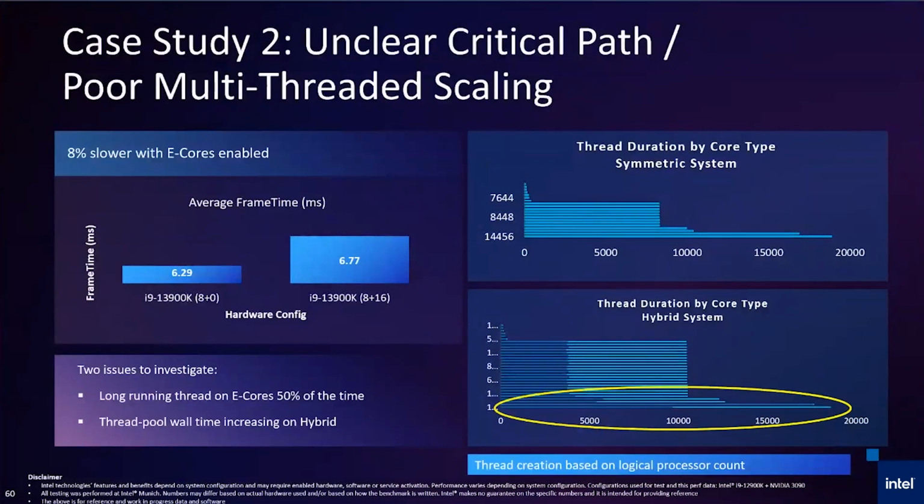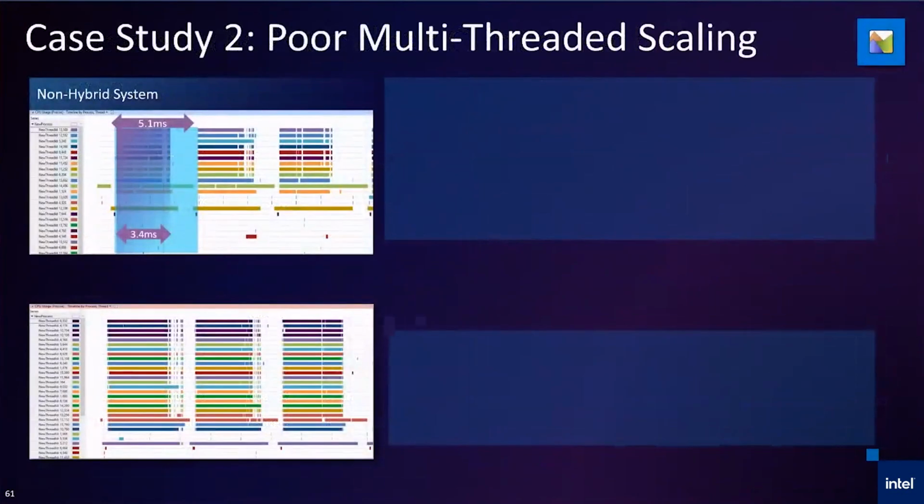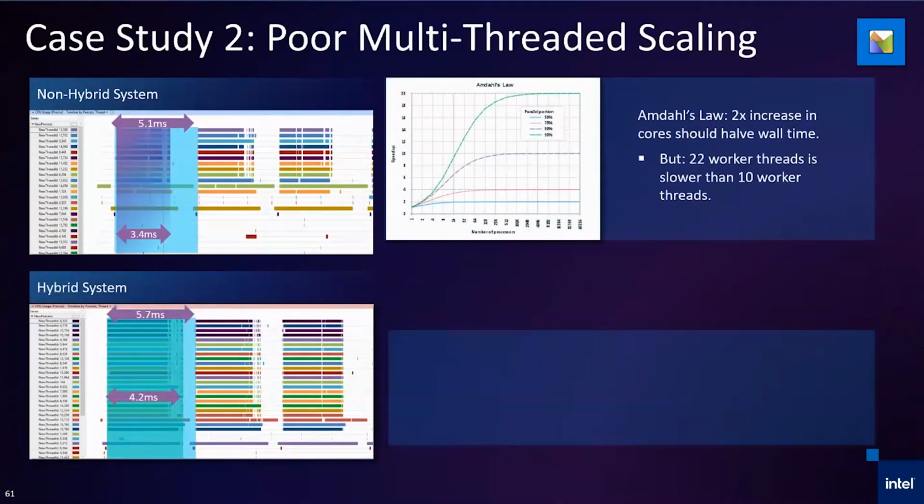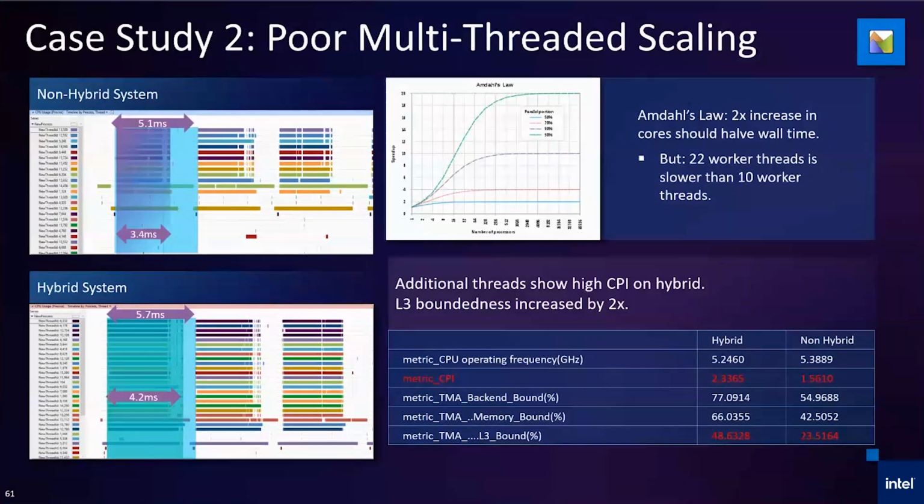There are a couple of things to note. The first is that most of the thread pool actually seems to take longer to run on hybrid despite having more threads, and that we have one of these long duration threads that spends half of its time running on an E-core. Looking at why the worker threads take longer, Amdahl's law suggests that if you double the number of cores, you'd effectively halve the amount of time taken to complete the work. That's not strictly going to be true because the E-cores and the P-cores have different performance profiles, but you would expect to gain. That's definitely not happening in this case.